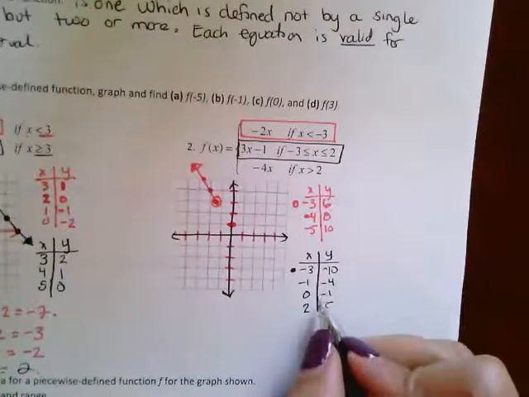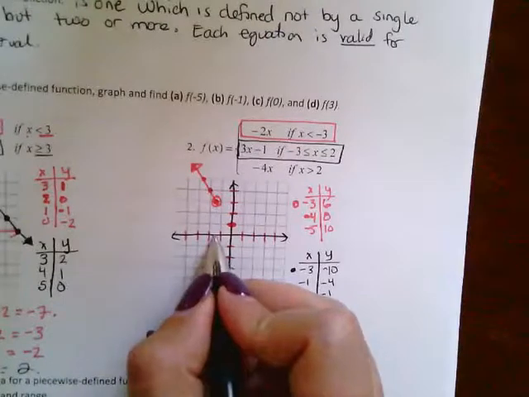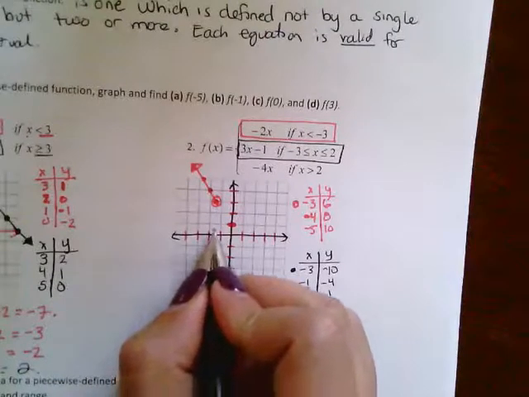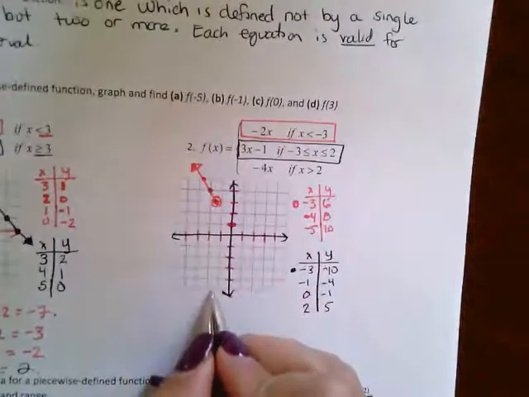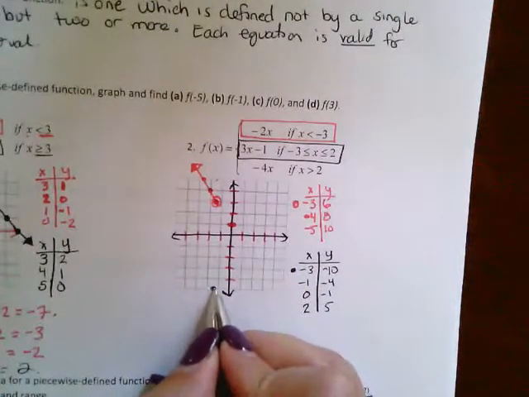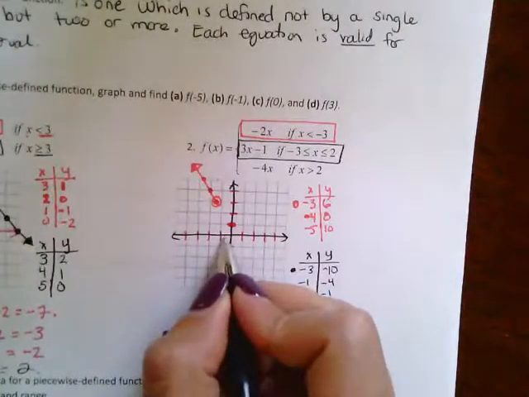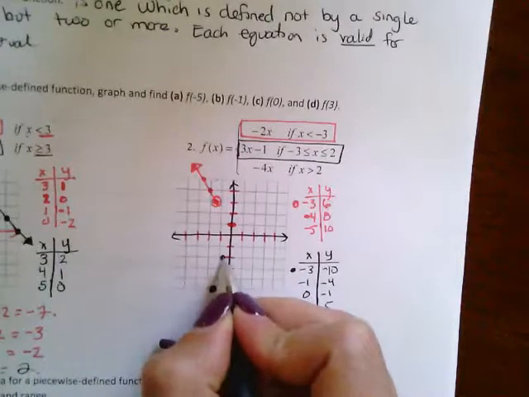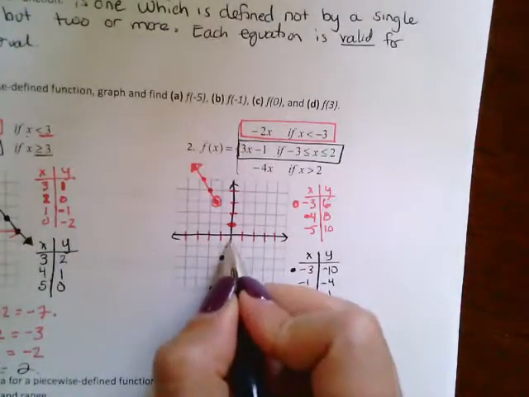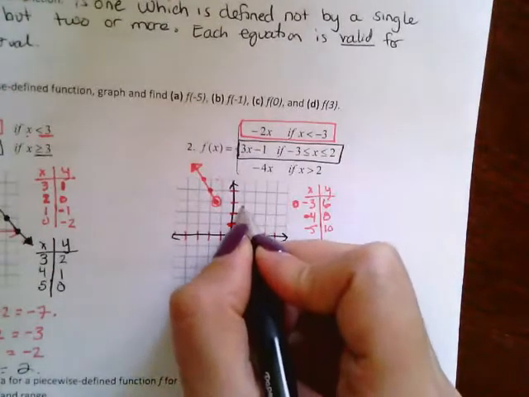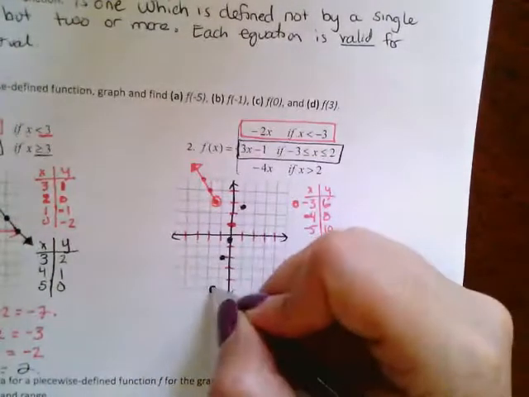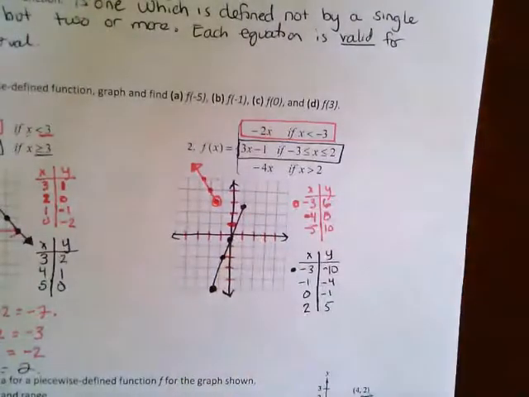So basically this graph, at -3, which is right here, we're going to be down here at -10. And it's going to be included, so it's a closed circle. And then at -1, we're going to be at -4. At 0, we're going to be at -1. And at 2, we're going to be at 5. And it's also going to be included. So that's the second piece of my function.